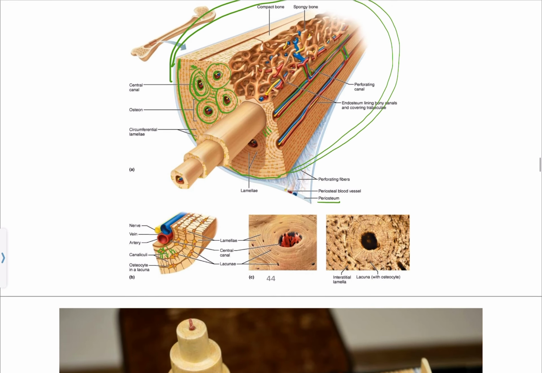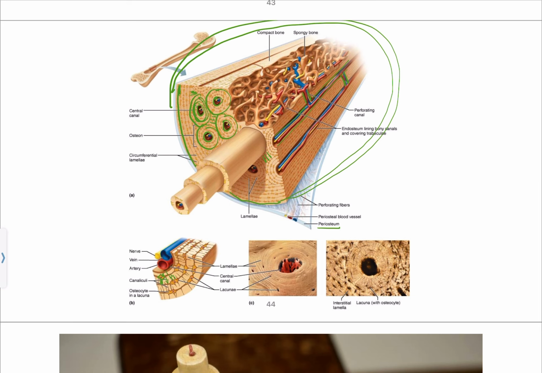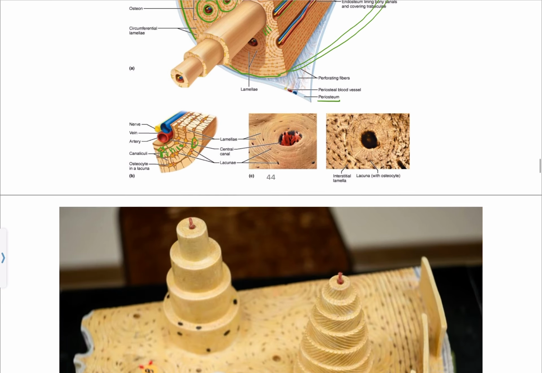Oh, down here, I'm glad I saw this. These little lines right here extending off of each lamellae and all of the lacunae, these are the canaliculi, or the canals that allow the osteocytes within the lacunae to communicate. And if you look closely, this is a lacuna. That purple dot in the center would be your osteocyte.